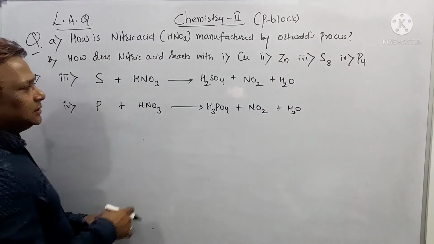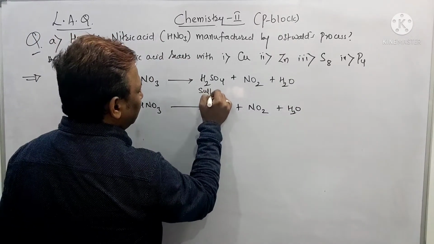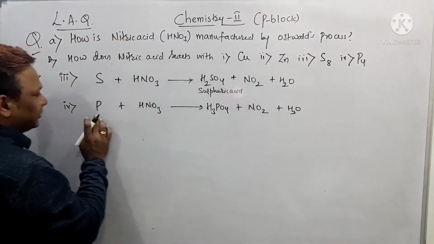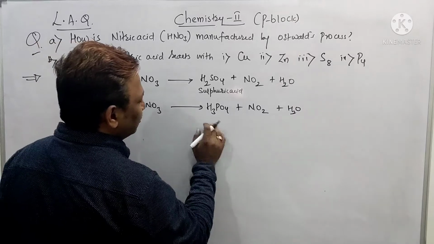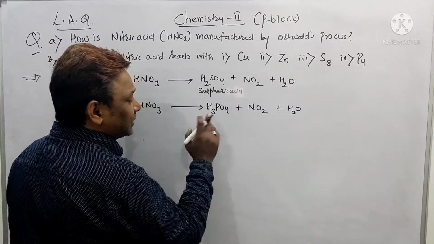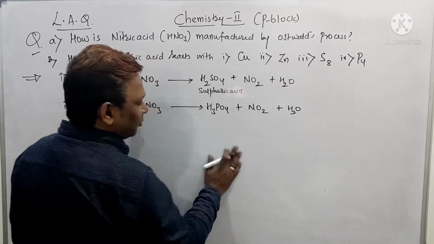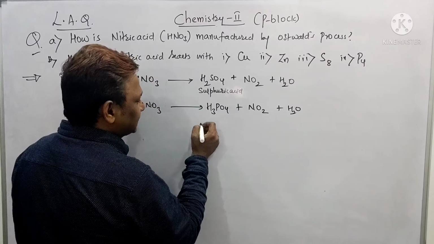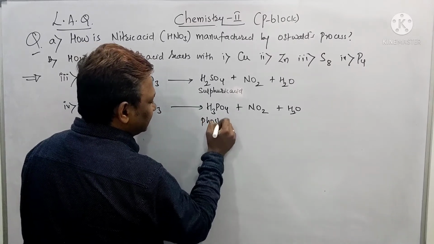Sulfur with nitric acid gives rise to what? Sulfuric acid. And phosphorus on reacting with nitric acid gives rise to what? It is called phosphoric acid. H3PO3 and H3PO4. But H3PO4 is an -ic acid, and H3PO3 is an -ous acid. So this is called phosphoric acid.